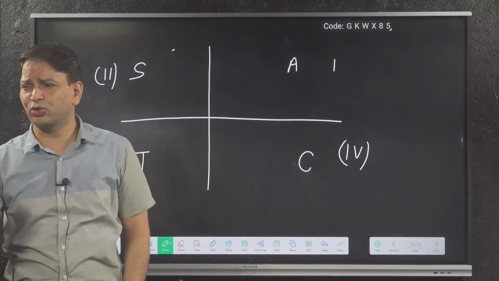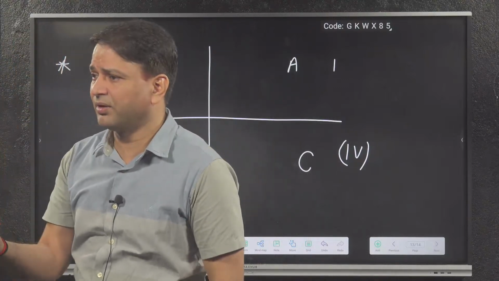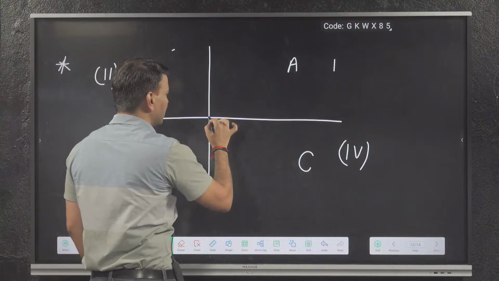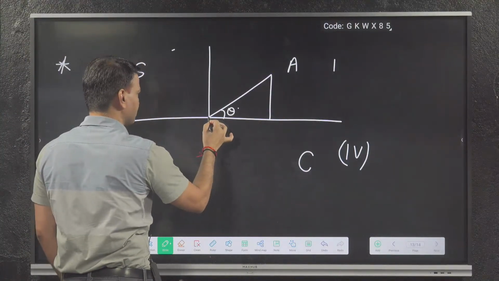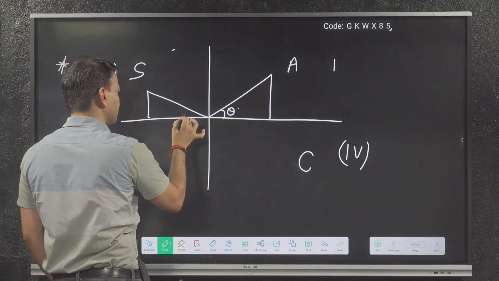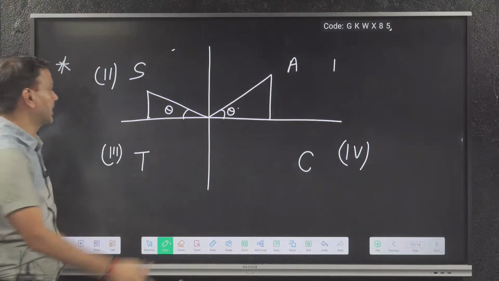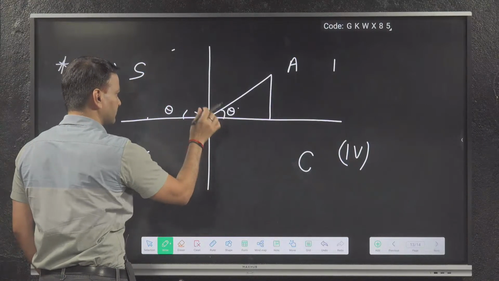Now I will show just one. I will show why in the second quadrant we are taking the sign positive and the rest negative. Okay, like suppose, the same triangle I made in the first quadrant and second quadrant.